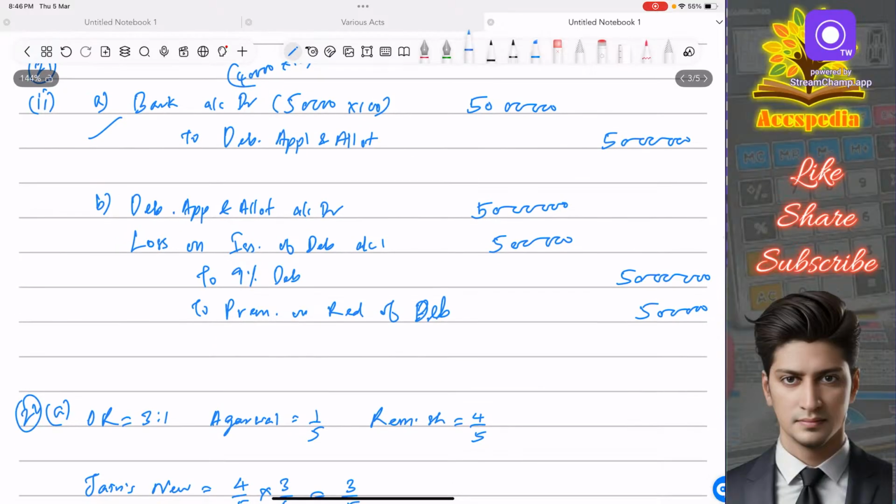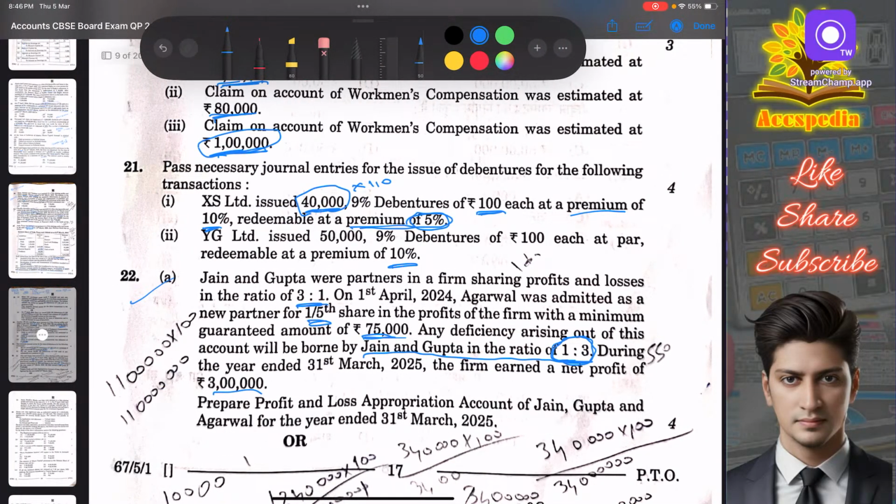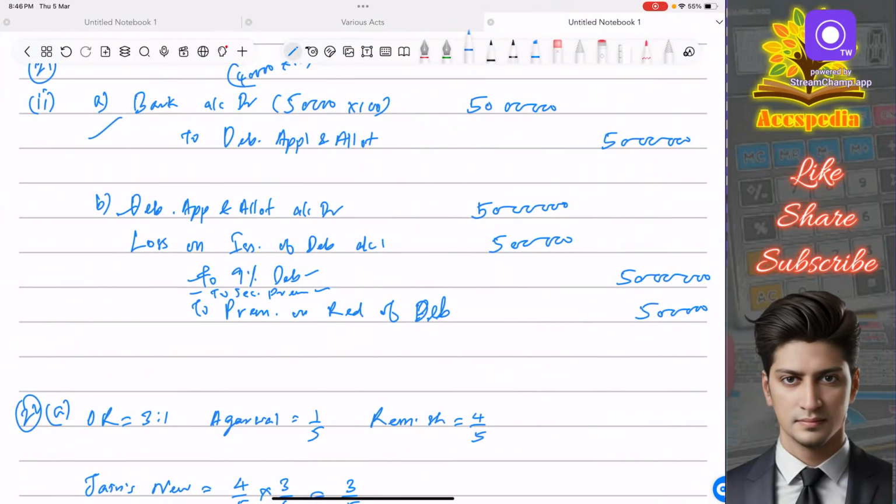That 44 lakh we will debit to debenture application, we will credit debenture, and we will credit one more account, securities premium, 44 lakh in total. Here, 40 lakh for debenture and 4 lakh securities premium, because 10 rupees is securities premium. And then we also have a loss of 5%, which is 5 rupees. So 5 into 40,000 is 2 lakh. So loss on premium 2 lakh will come. Here it is 10%, so 5 lakh came. This is the second case.